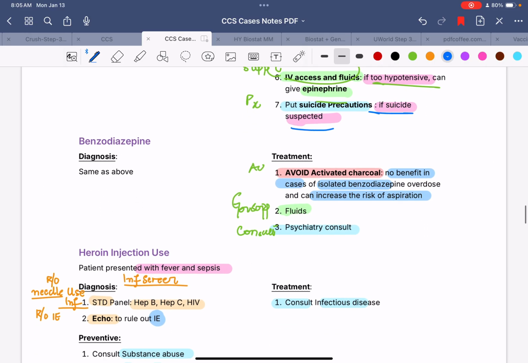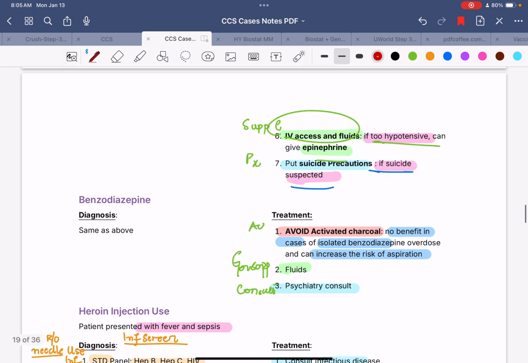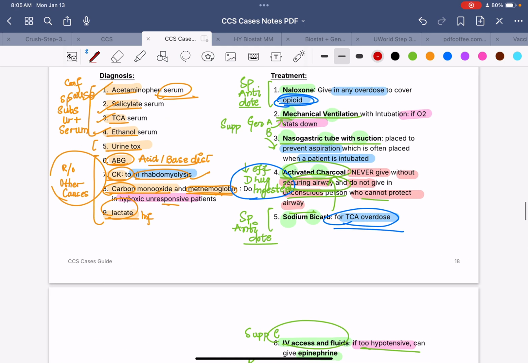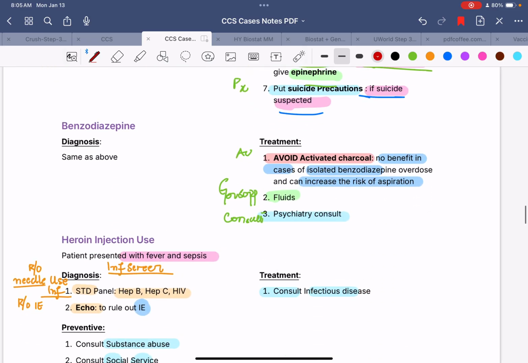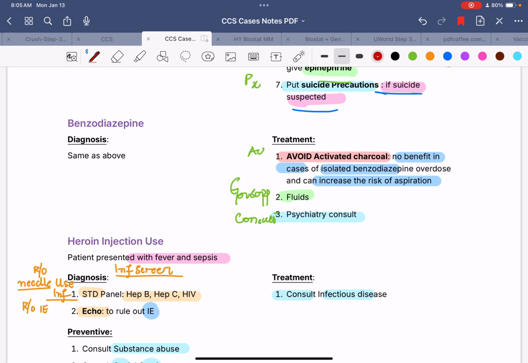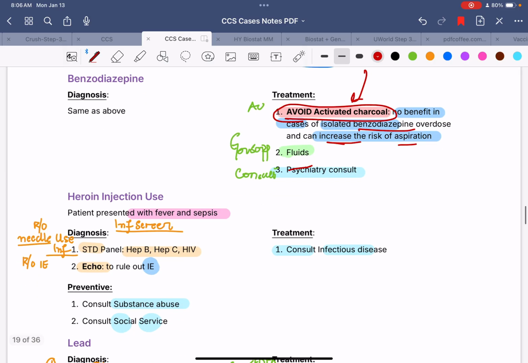So for benzodiazepine overdose, again, you don't know if it's specifically benzodiazepine overdose. So you have to, again, confirm the cause for the drug overdose, and then rule out other causes just like we did previously. And the specific treatment, of course, the general supportive measures are the same, but one important thing is that you have to avoid activated charcoal. Why? Because it increases the risk of aspiration in benzodiazepine overdose. And of course the general supportive measures of fluids and psych consults still exist.